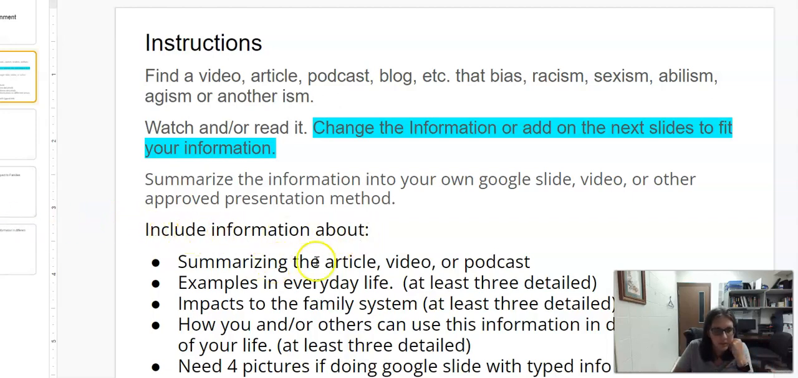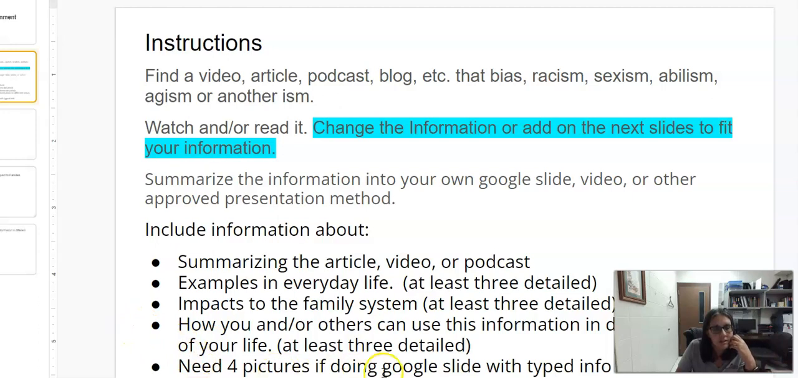You're going to include information, summarizing, and explain in everyday life. So like, what are some examples really specific to this? Impacts to the family system. So that's going back to the family system notes. Just look back at those really quick to help jog your memory of how that could be affecting other people in the family and as a whole. And then how you and others can use this information in different areas of your life. Or like how to change it. Like what can you do to change stuff? Or just really keep it in mind so that you can help protect yourself or advocate for others.